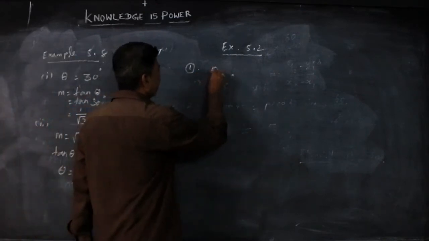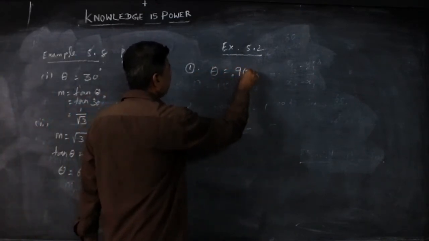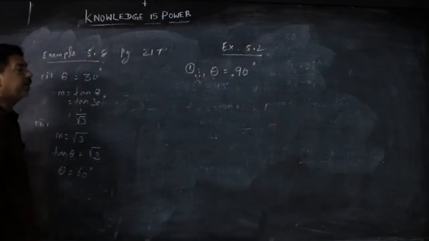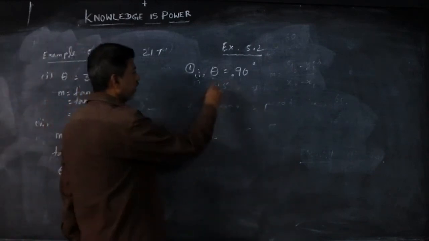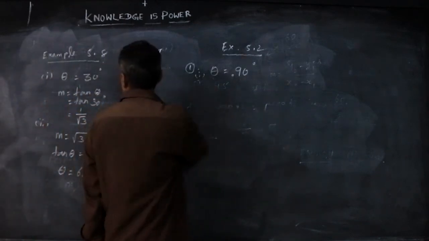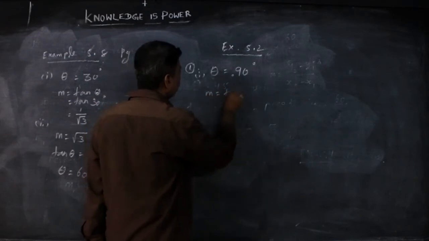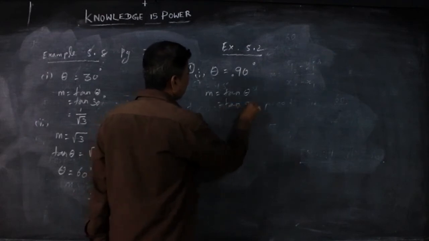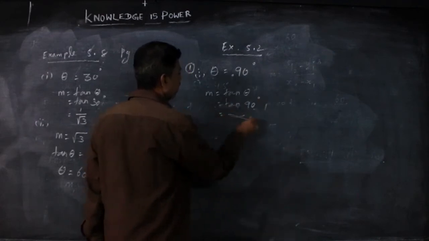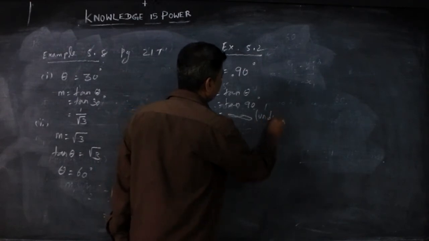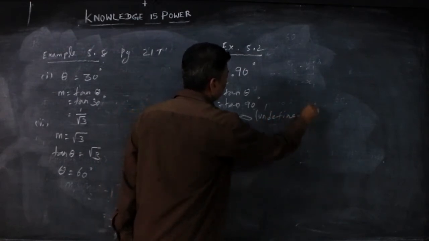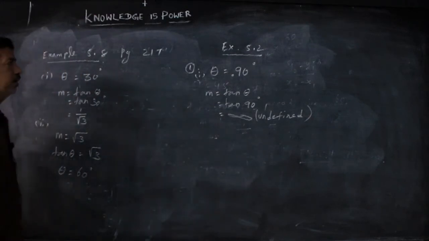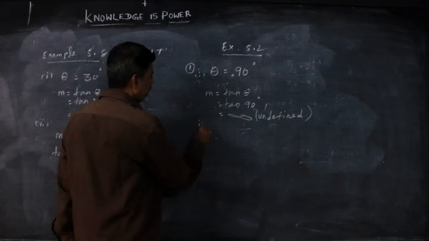Theta is given. Theta equal to 90 degree. First one they given, theta equal to 90 degree. You have to find out the slope like this. m equal to tan theta equal to tan 90 equal to infinity or undefined. Infinity symbol or undefined.